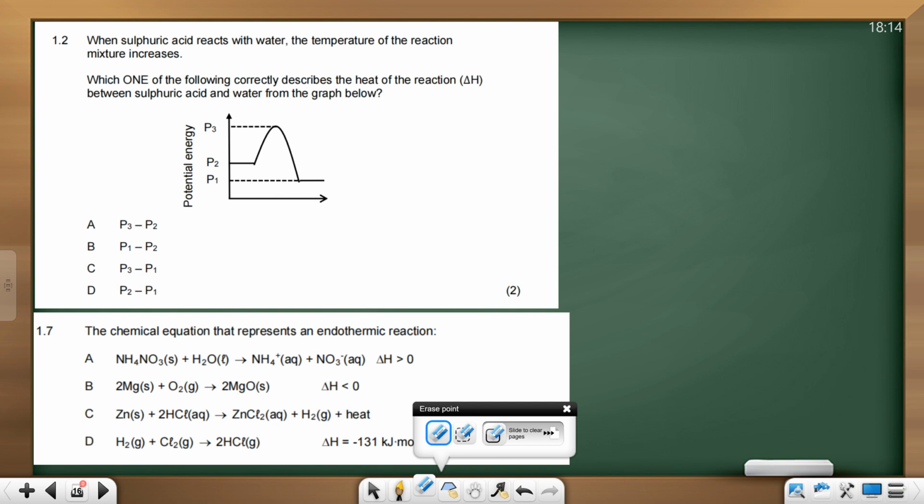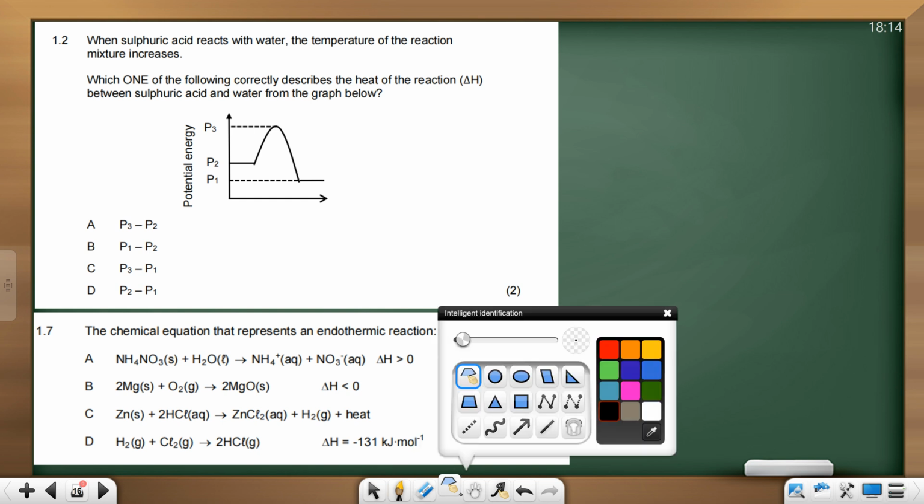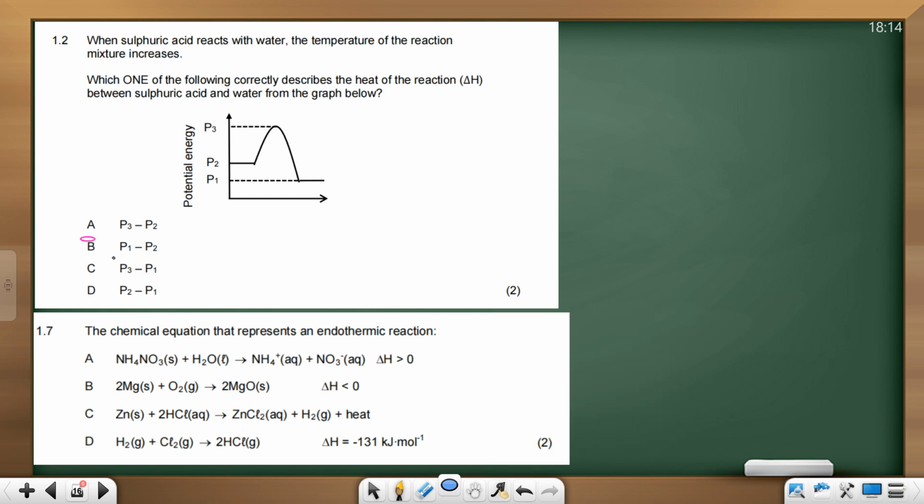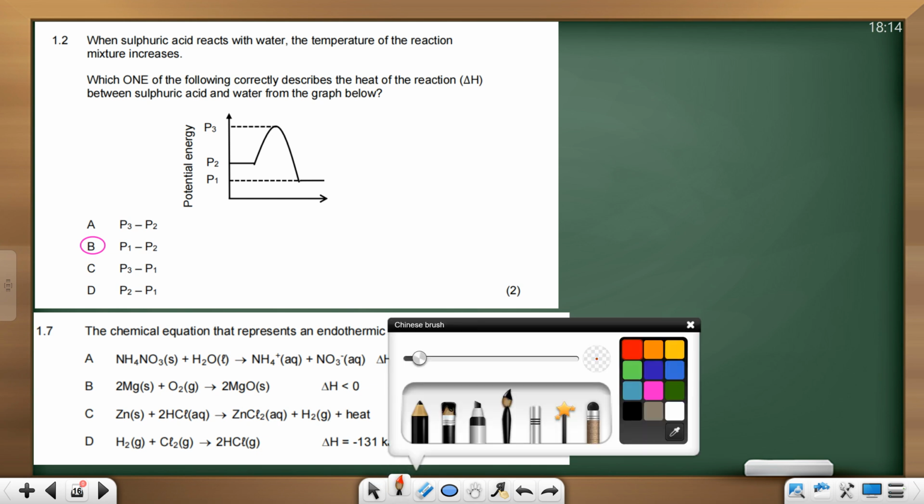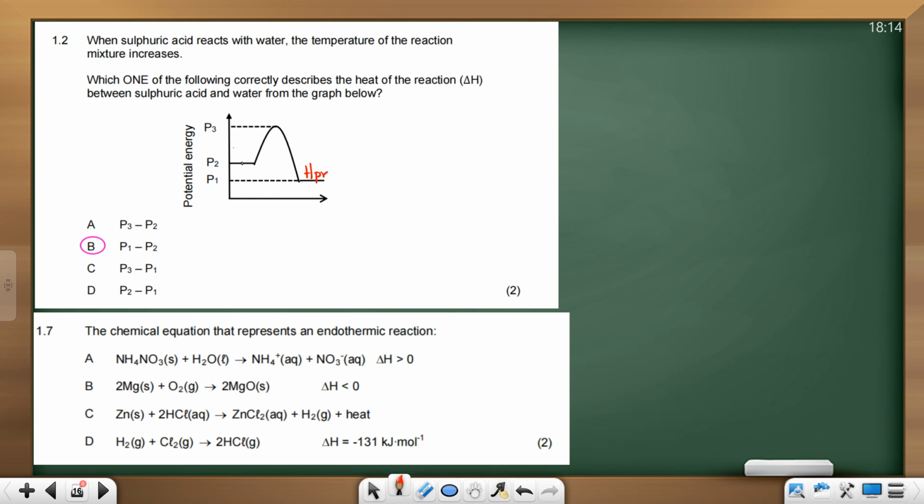Okay. Guys, the correct answer is B. Please remember that this is what? Heat of products. Don't forget, heat of products and heat of what? Reactants. And my delta H is always the heat of product minus the heat of what? Reactants. That's why we have P1 minus P2.